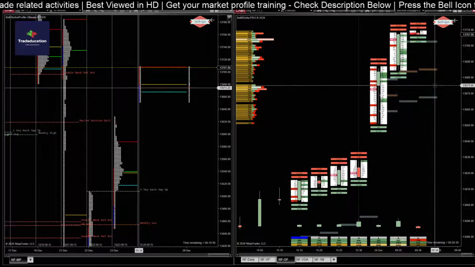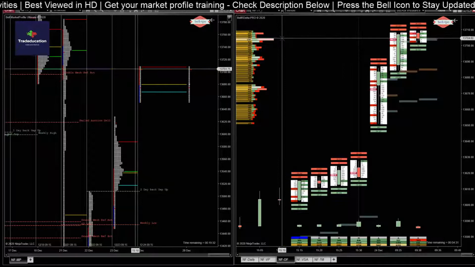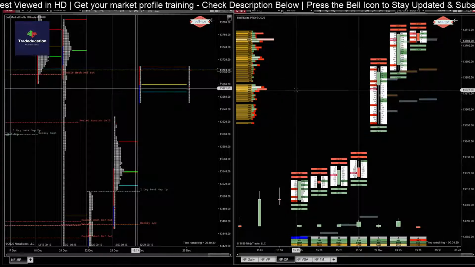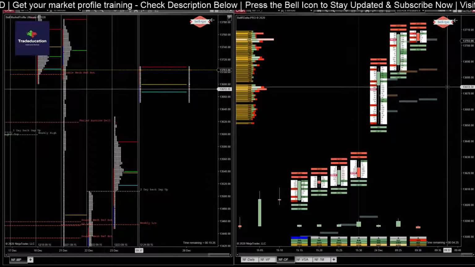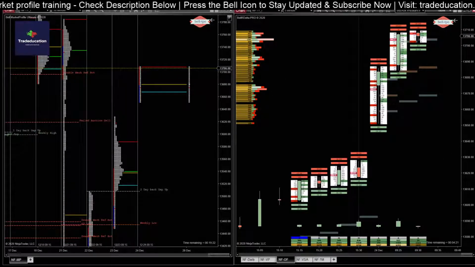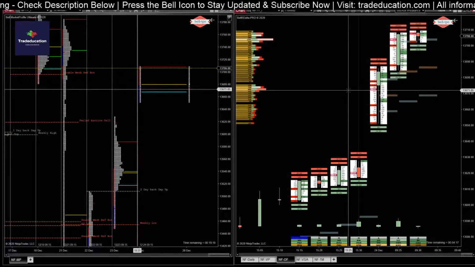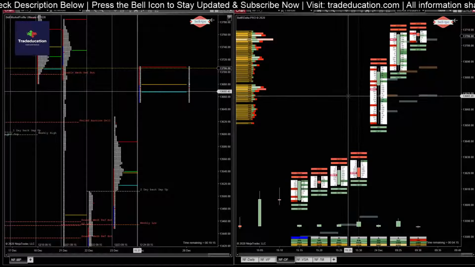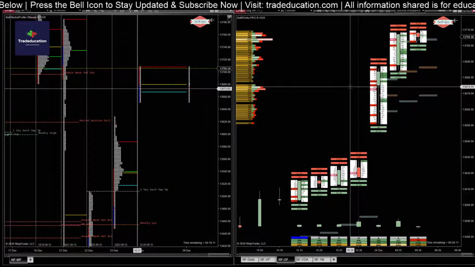So the current POC is around this level. This is where maximum sellers are present, and this is the POC. So we might expect this POC to be tagged. Let's see whether that happens or not. 13674 is the POC. Yeah, this area is some of the POC.